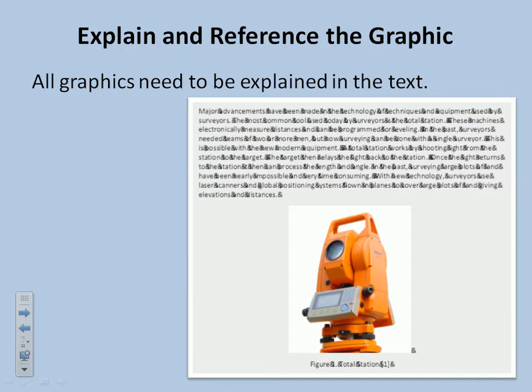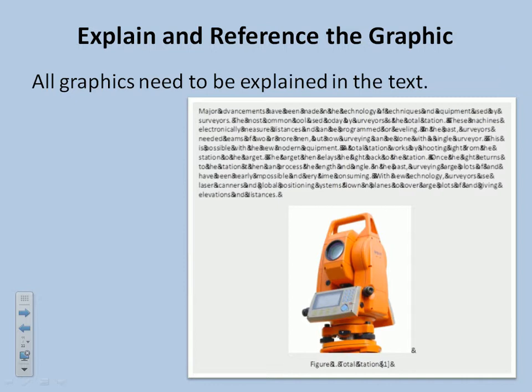Major advancements have been made in the technology of techniques and equipment used by surveyors. The most common tool used today by surveyors is a total station. These machines electronically measure distances and can be programmed for leveling. In the past, surveyors needed teams of 2 or more men, but now surveying can be done with a single surveyor. This is possible with the new modern equipment.